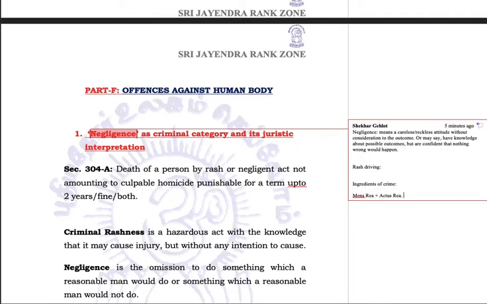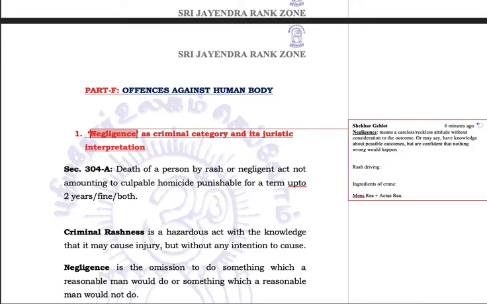Now, guilty mind means you are doing something with the knowledge, with the intention to do something. You are committing a crime with the intention of committing a crime. But in negligence, do we see the intention? I mean, is negligence an intention? Can there be an intention in negligence?